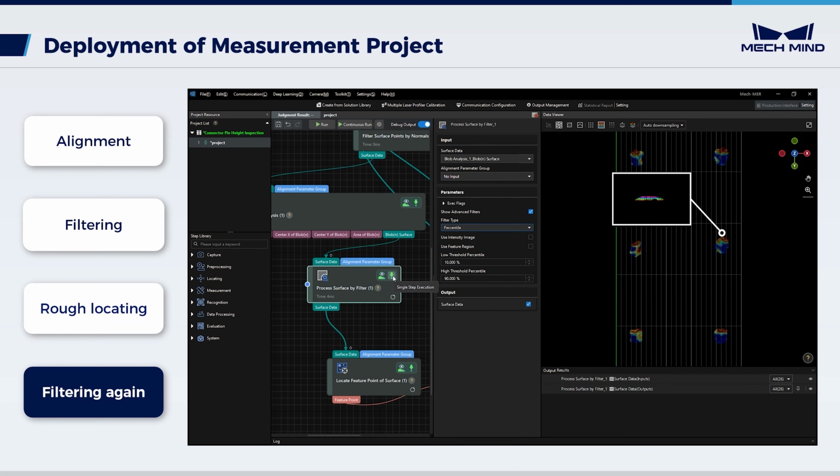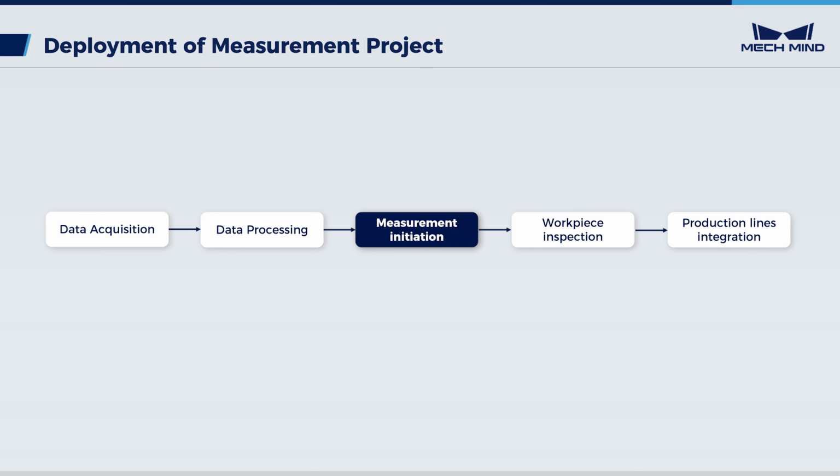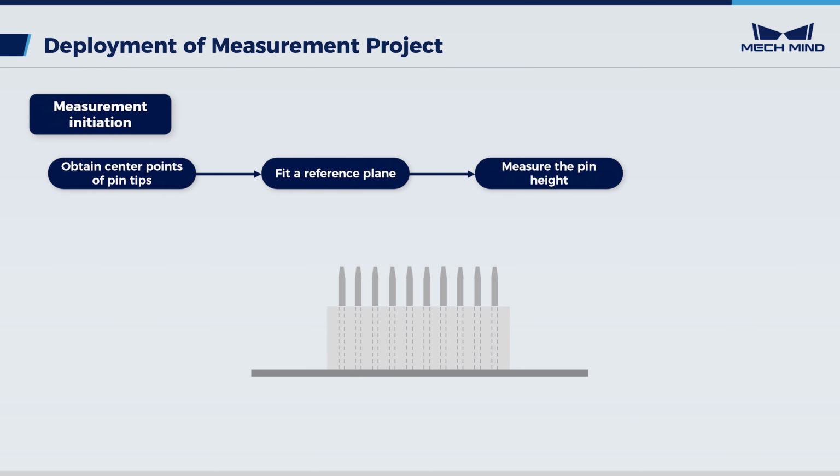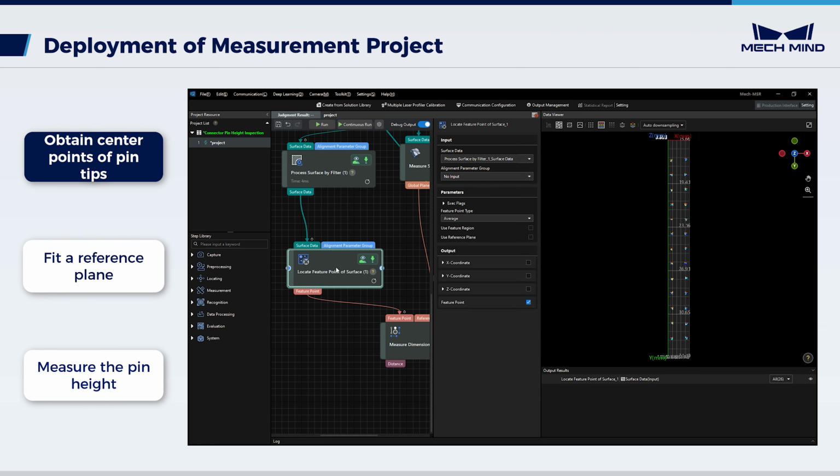After completing the above configuration, start the measurement phase. It mainly involves 3 steps: obtain the pin tip center points, fit the reference plane, and measure the pin height. Then, proceed with the specific operations. To this end, use the locate feature point of surface step. Set the feature point type to average to obtain each pin tip center point position.